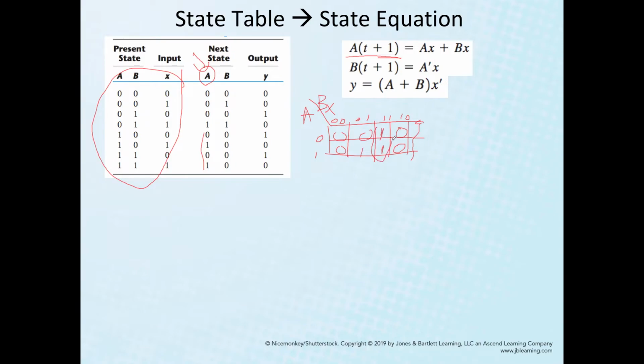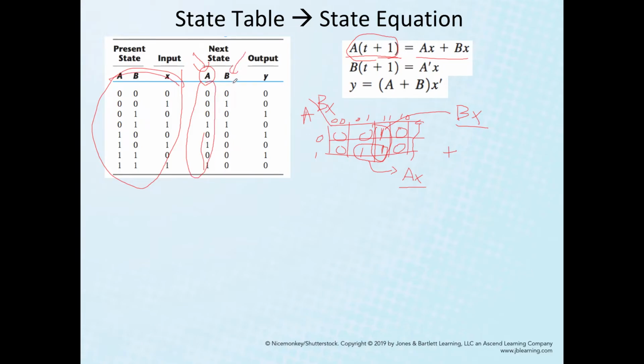Then for function A(t+1) we can do a simplification. We have two prime implicants, both of them essential. This prime implicant expression is A does not change, B changes, and X does not change. This one expression is A changes, B does not change, X does not change. So AX or BX is A(t+1). So that is the result for function A based on those inputs.